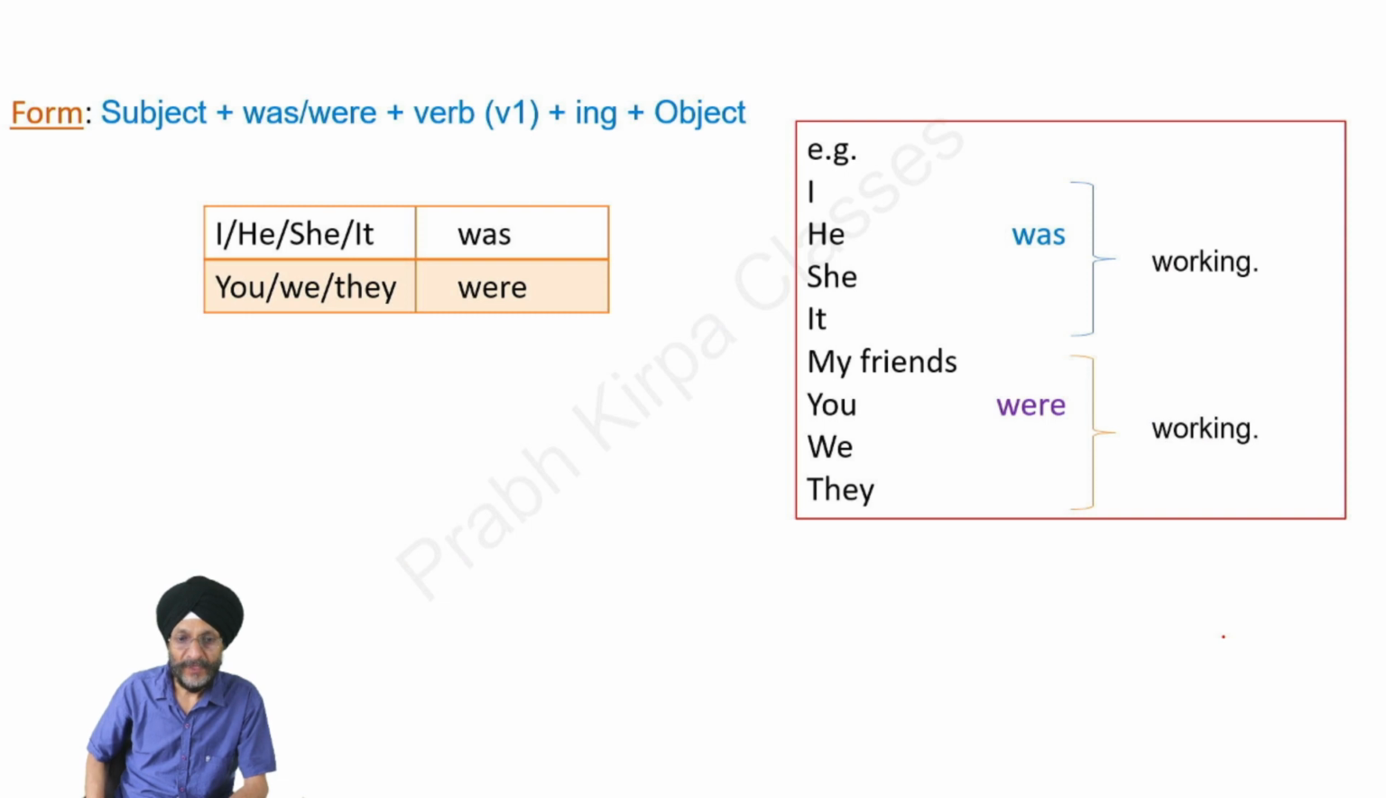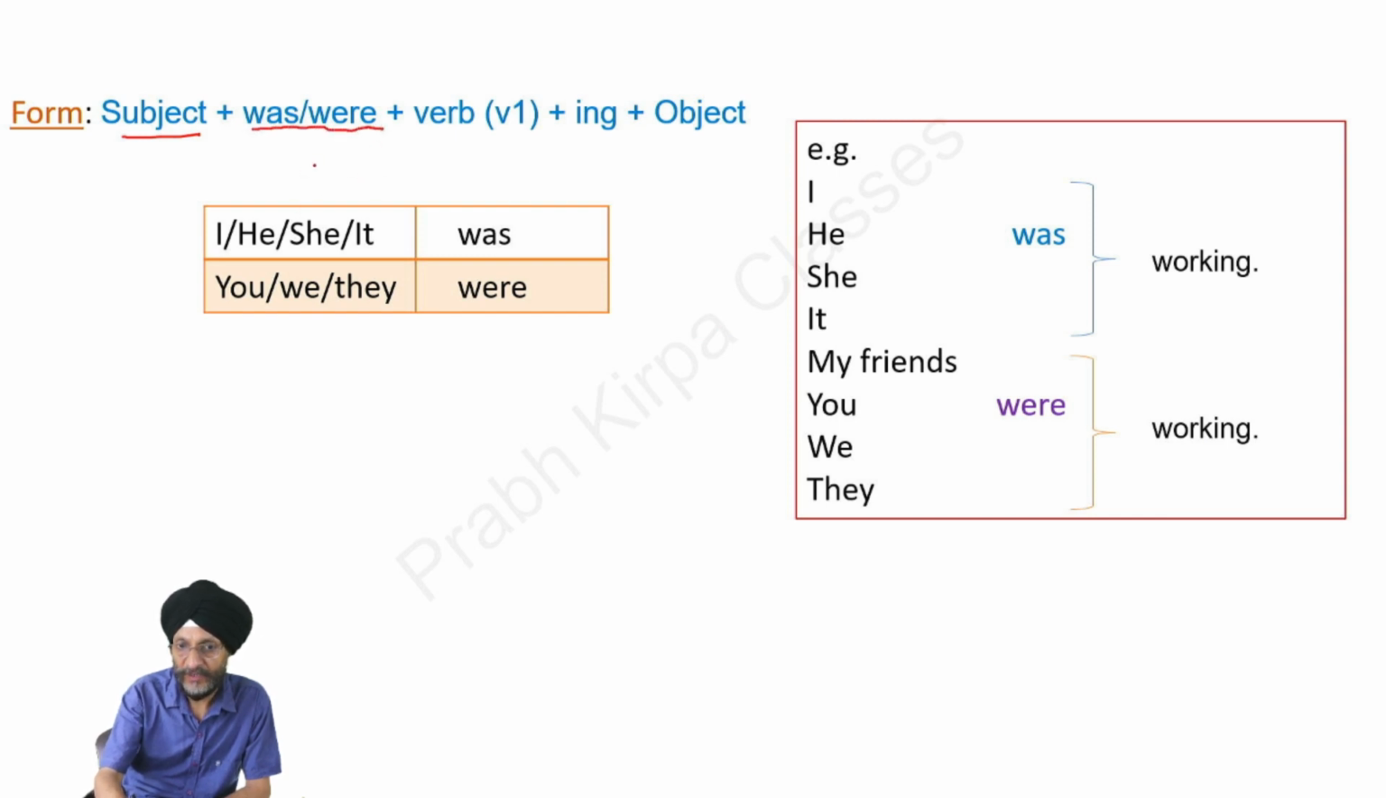Next, formation of this sentence. First comes the subject, then we have to add was or were. This is the helping verb. Then comes the basic form of the verb, and we have to add ing. Then comes the object.